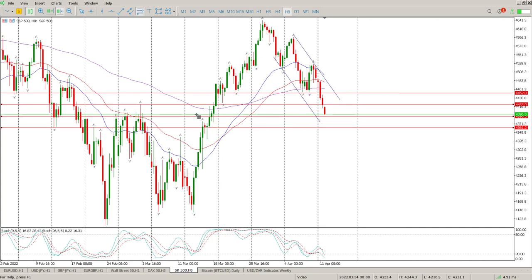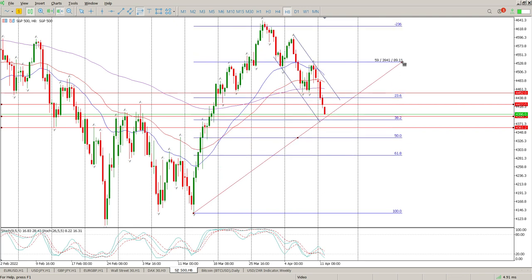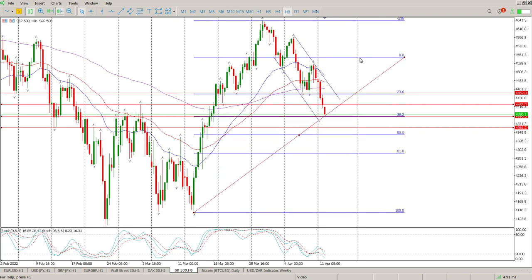And there's just one other thing that I want to highlight at the moment, and that is we are pretty much heading to the 38.2 Fibonacci of the move. Doesn't really mean much to me. The 50 and the 61.8 is the area to pay attention to. Look how far away they are, but that is pretty much the areas that you need to pay attention to.